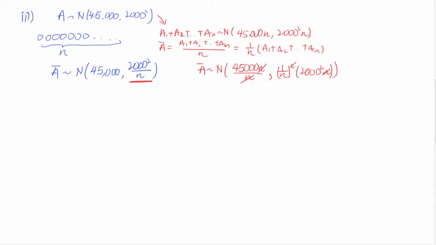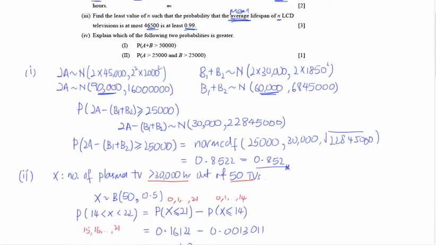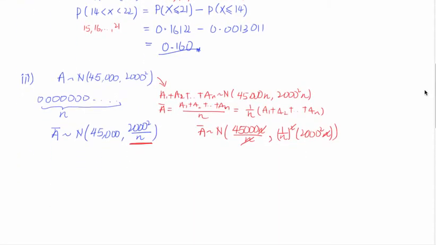Okay, so let us go back to the question because I forgot what they wanted to ask. So what they want is to find the least value of n such that the probability, which is given to us, is at least 0.99, at most 46,500. So what they're trying to say is this: the probability that A bar at most, meaning less than or equal to, 46,500.